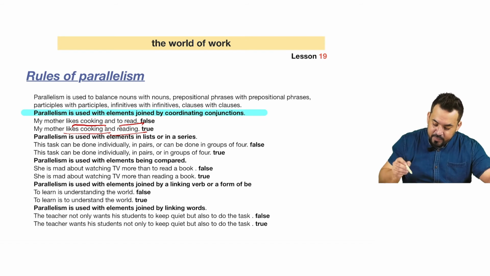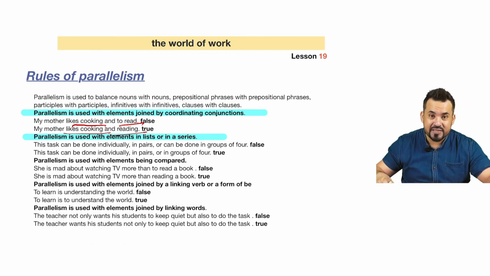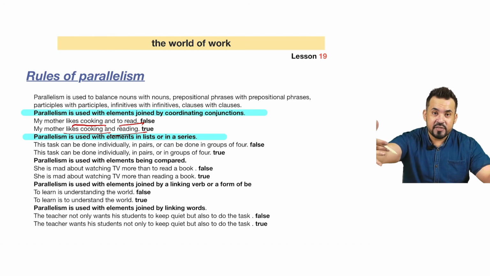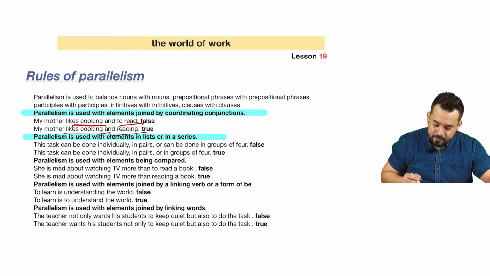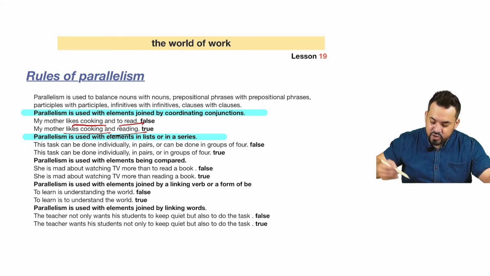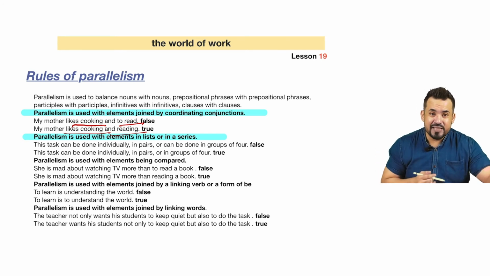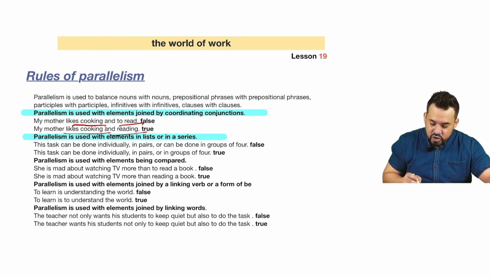Now let's take a look at the second rule of parallelism. Parallelism is used with elements in list or series. Okay, so if we have a list of things, we use parallelism. So we need to make sure that they all follow the same structure, or the sentence will not be balanced. This task can be done individually, in pairs, or can be done in groups. This is not correct. Why? Because we use can at the beginning of the sentence.